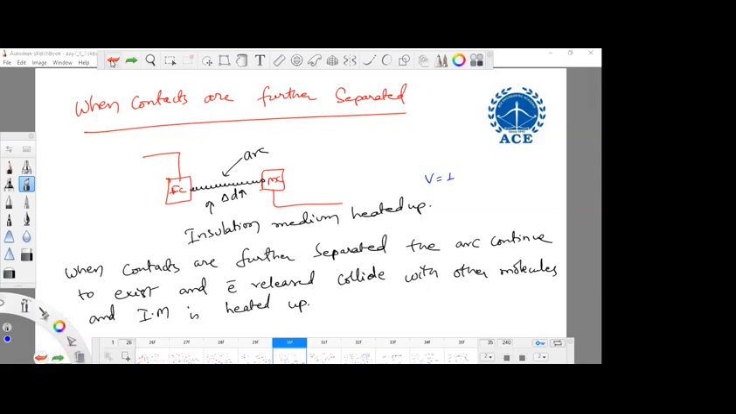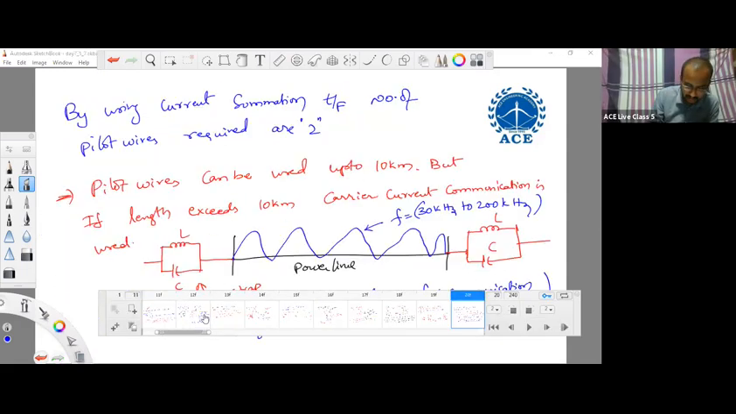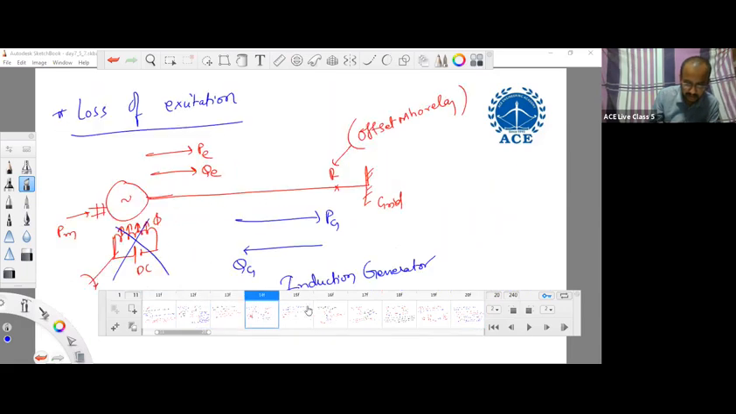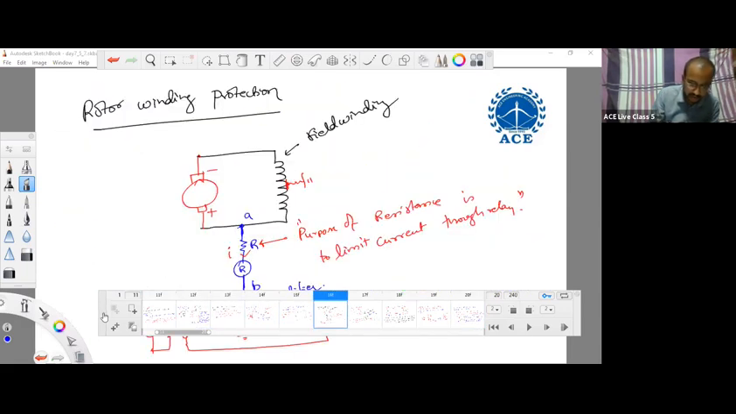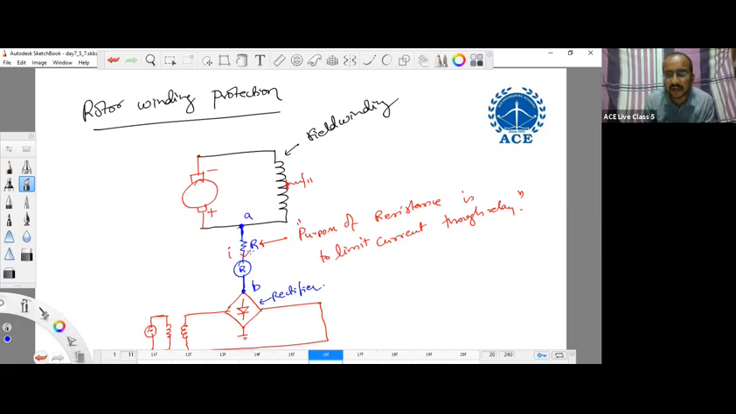Sir, in rotor winding protection, how is that working, basically? So during normal conditions, the node A potential and node B potential are tuned to be the same. Same potential means it will not allow any current through the relay. But whenever a fault takes place on this field winding, this node A potential gets disturbed. That will allow the current to the relay and it will operate.